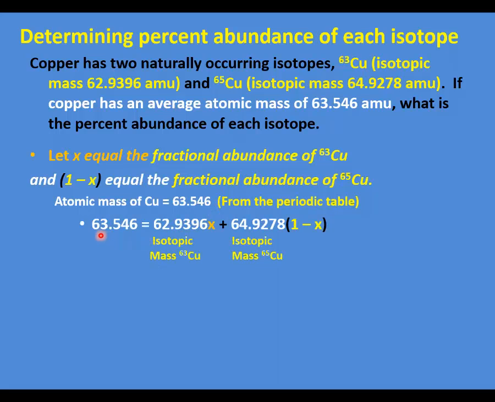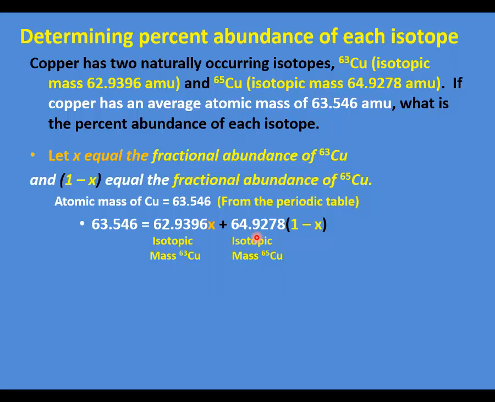I can say that the relative atomic mass is 63.546. That's going to be equal to my isotope mass for copper 63 multiplied by my fractional abundance of copper 63, that's my X. And then we have my isotope mass for copper 65 times my fractional abundance for copper 65, which we just defined as 1 minus X. There's my equation. Just like we've been setting it up, we've been taking fractional abundances times the isotope masses.